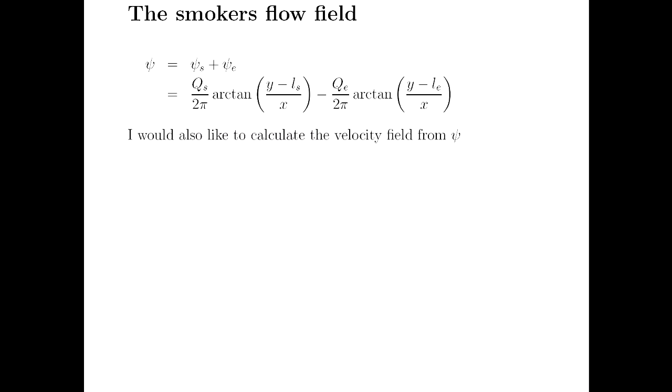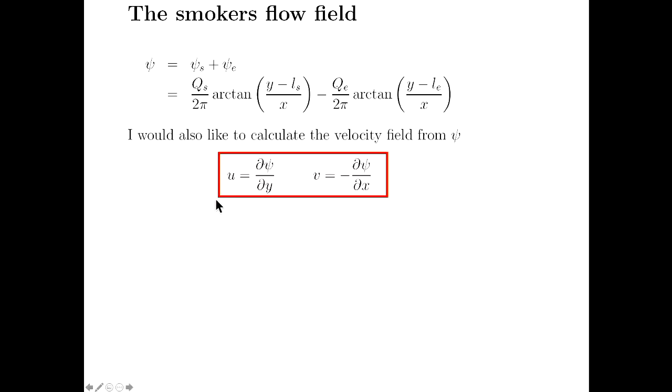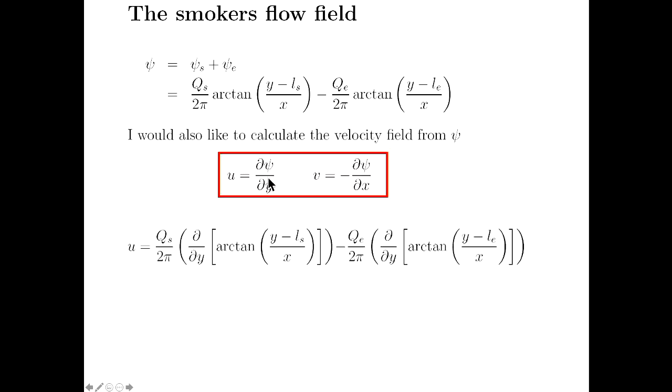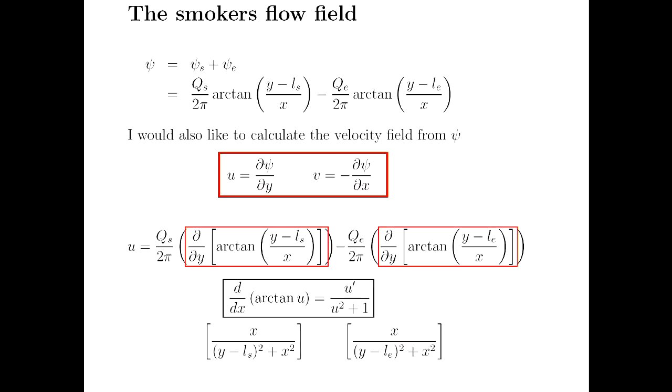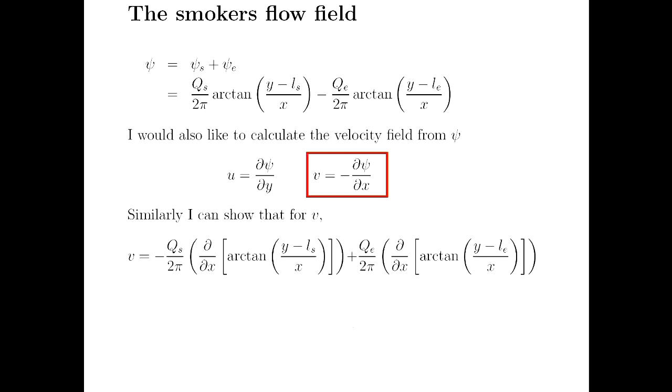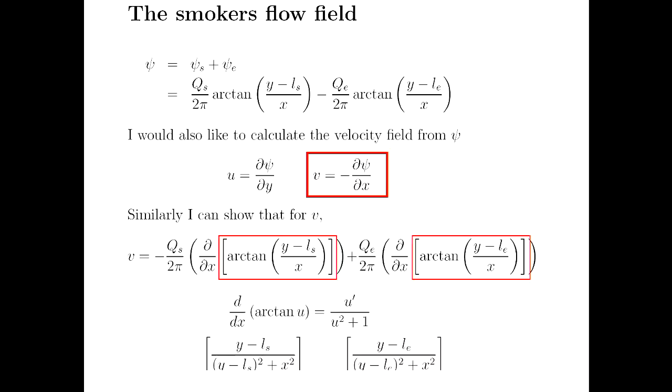Now, from my stream function, I can also calculate my velocity u and v. So remember our definition of a stream function. All I have to do then is to differentiate psi with respect to x and y. I've jumped a couple of steps, but if you do that differentiation, you get an expression for u, and similarly, I can get an expression for v. Don't worry too much about this. We'll do an example together later on.